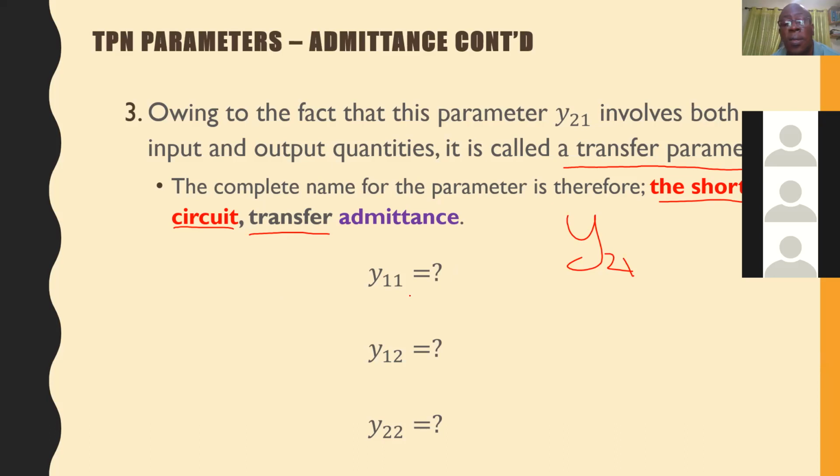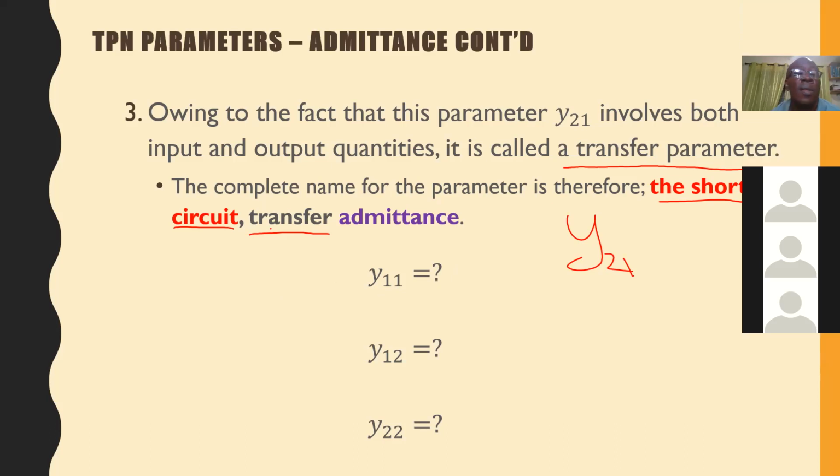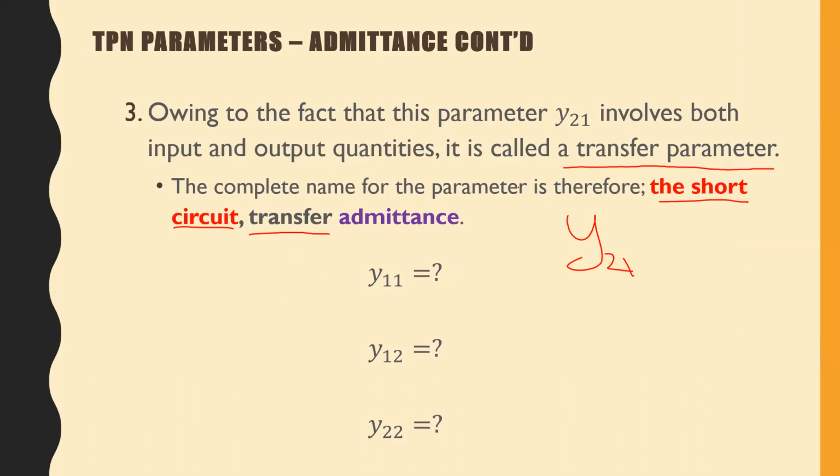All right, so let's come back now. Why did I call it transfer? Because it's using both input and output, right? So work with me now. What is Y11? Input admittance. Exactly, short circuit input admittance. And therefore Y22? The short circuit output admittance.